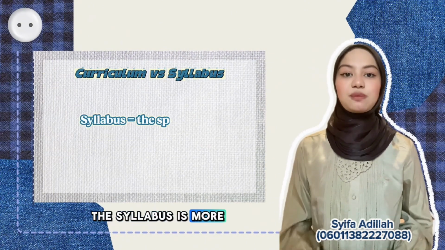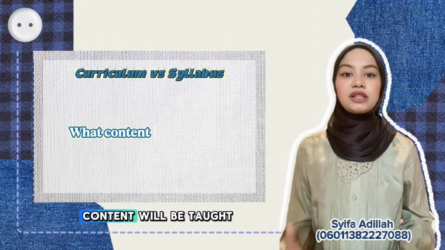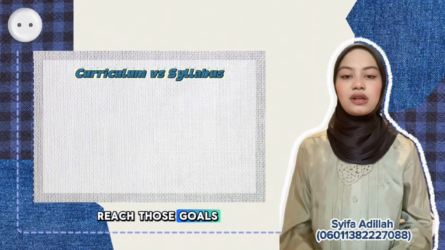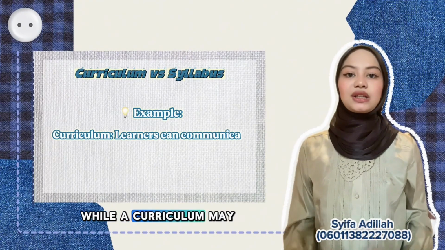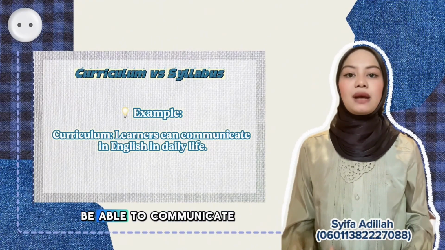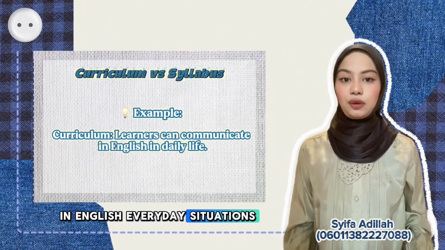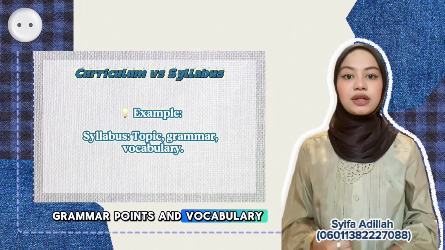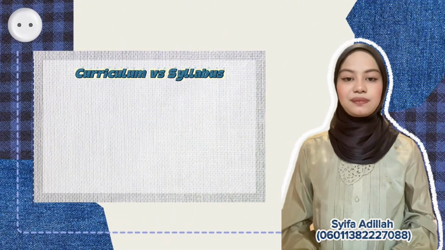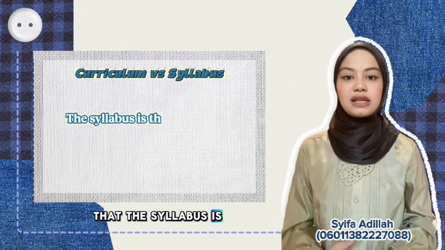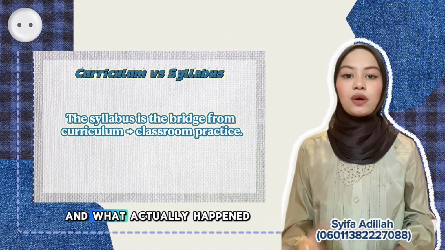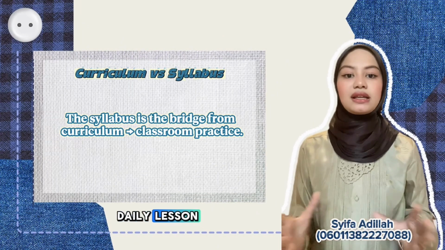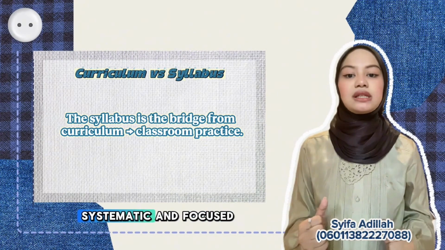The syllabus is more specific. It tells us what content will be taught and how the lesson will be organized to reach those goals. For example, while a curriculum may state that learners will be able to communicate in English in everyday situations, the syllabus will show which topics, grammar points, and vocabulary will be taught to make that happen. So we can say that the syllabus is a bridge between the curriculum and what actually happens in the classroom. It connects goals with daily lessons, ensuring that teaching is systematic and focused.